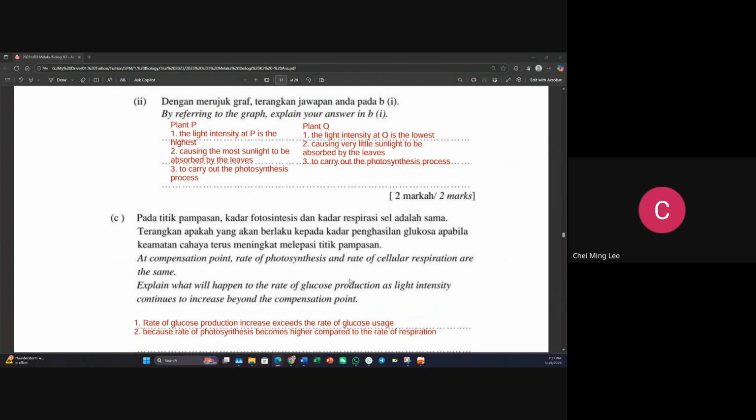Compensation point is where the rate of respiration and the rate of photosynthesis are the same, correct? Now, more sunlight means the rate of photosynthesis is getting higher. So the glucose production is higher compared to the usage of glucose, because the rate of photosynthesis now becomes higher compared to the rate of respiration.